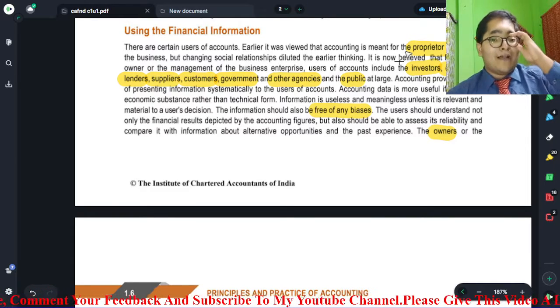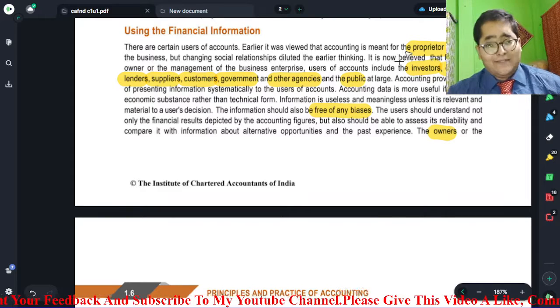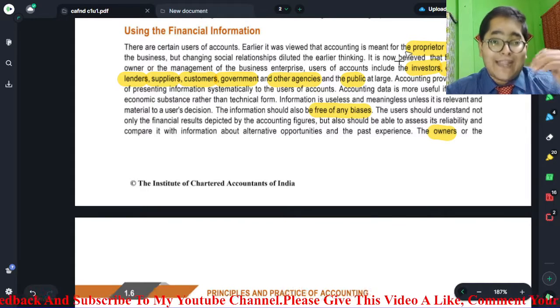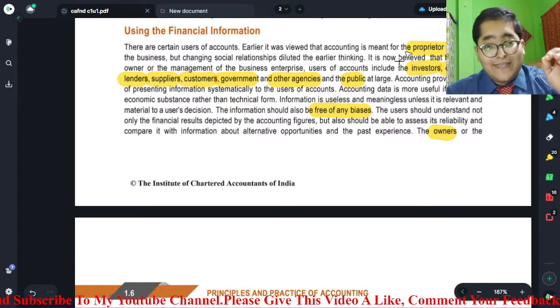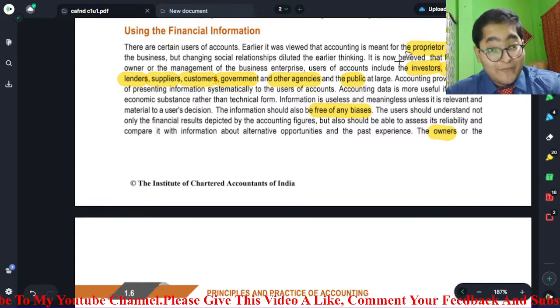Lenders, a person who is lending to a business, right? Any person who is lending to a business must see whether he is giving to a dead business or not.